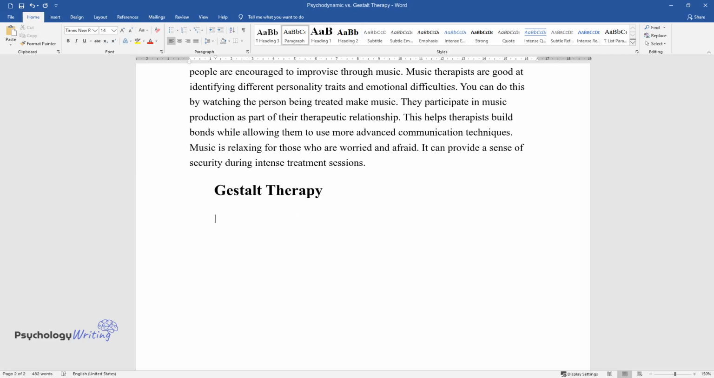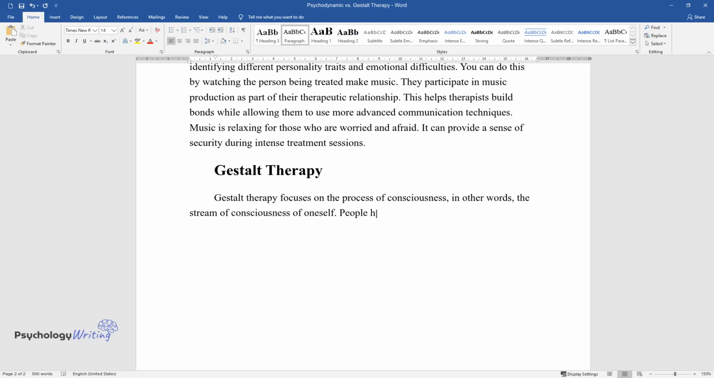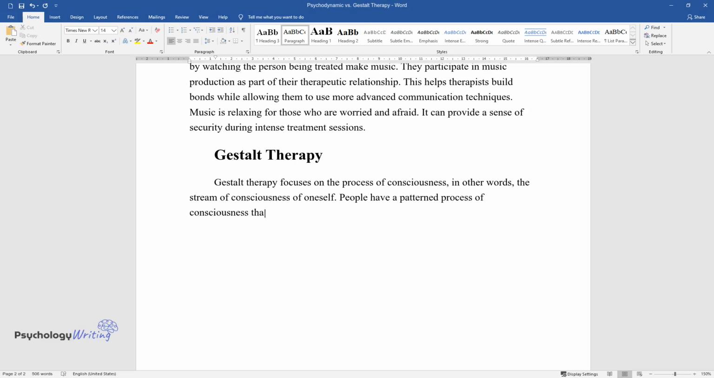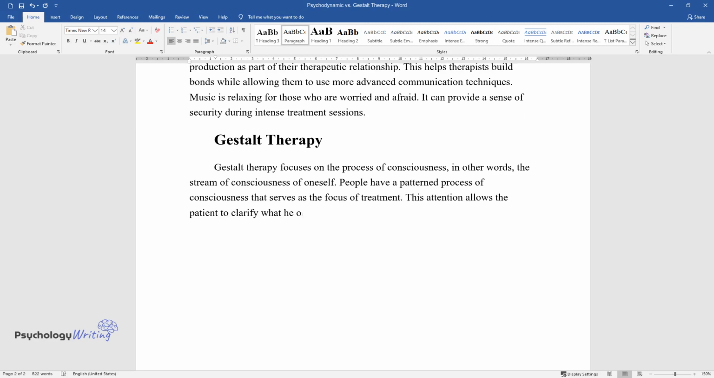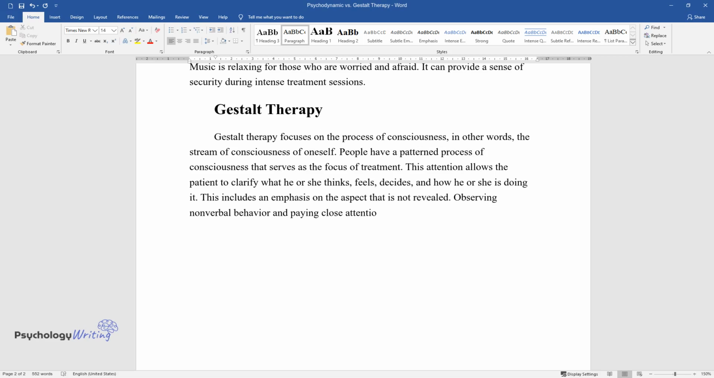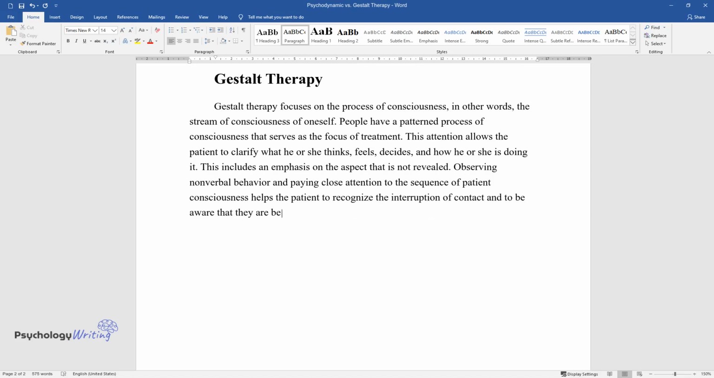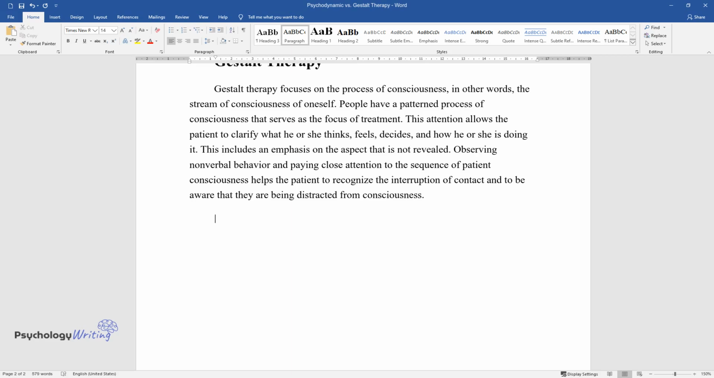Gestalt therapy. Gestalt therapy focuses on the process of consciousness, in other words, the stream of consciousness of oneself. People have a patterned process of consciousness that serves as the focus of treatment. This attention allows the patient to clarify what he or she thinks, feels, decides, and how he or she is doing it. This includes an emphasis on the aspects that are not revealed. Observing nonverbal behavior and paying close attention to the sequence of patient consciousness helps the patient to recognize the interruption of contact and to be aware that they are being distracted from consciousness.